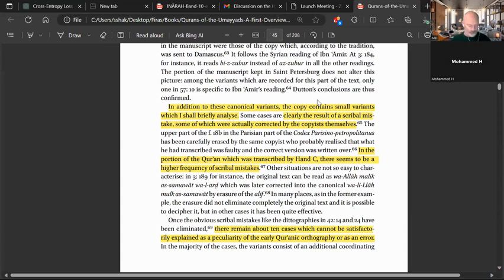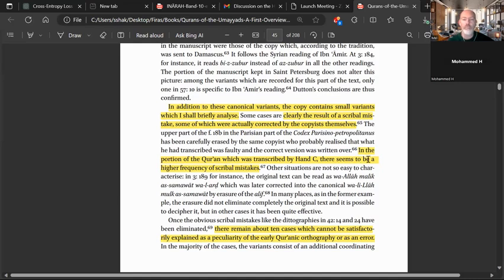It's only in some manuscripts that the word is corrected, of course. In the Paris Codex, you don't see it corrected a lot. And this is from Desroches' book again. He notes that in addition to the canonical variants, that's the differences between the Uthmanic mushafs, the regional variations, the copy contains small variants. Some of these are clearly the result of scribal mistake, some of which were actually corrected by the copyists themselves. So this is an important observation.